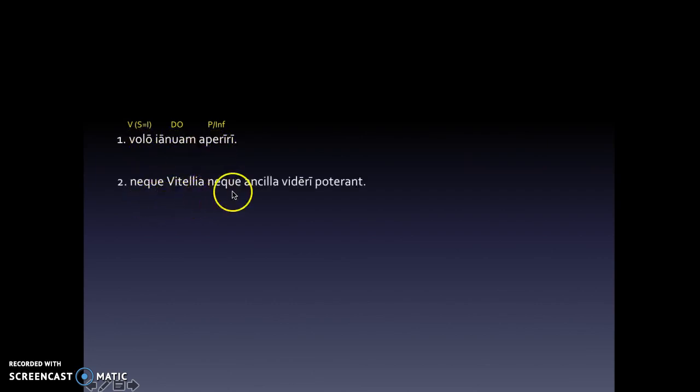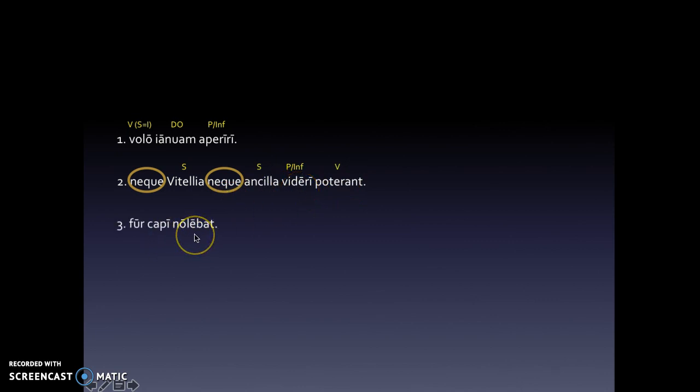Neque Vitellia, neque ancilla videri poterant. We've got a neque, double connector. We've got a nominative, another nominative, passive infinitive, and a verb. So even though both of these are singular, together they make a plural, so plural verb. Neither Vitellia nor the slave girl were able to be seen.